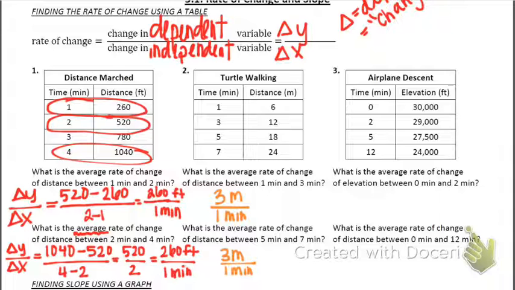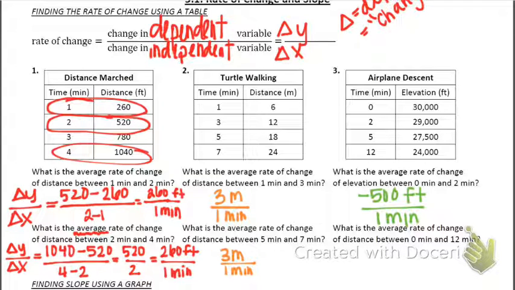So what you should have done for both of these is take the distance and subtract it, and then put it over the x value subtracted, right? But they have to be in the same order. So then let's see what we got on 3. Who wants to share what they got for number 3? Emily, what'd you get? Negative 500 feet over 1 minute. And that was between 0 minutes and 2 minutes.